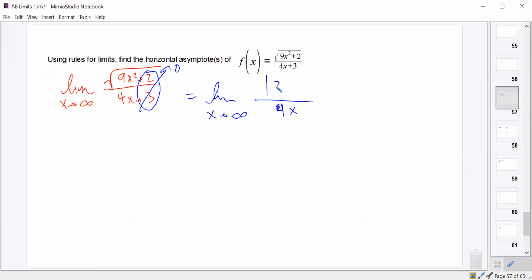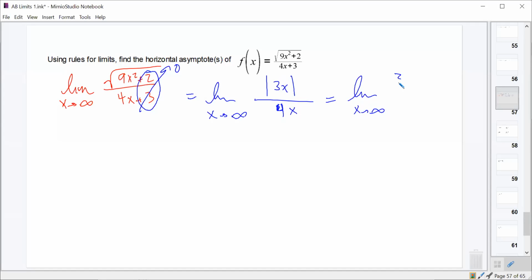So what is the square root of 9x squared? Absolute value of 3x. All right, cool. So now, as we go towards positive infinity, what can you tell me about the thing inside that absolute value? It is always going to be positive, isn't it? Right, if x is going towards infinity, 3x is going to be positive. Yes. So if I'm taking the absolute value of something positive, it should stay exactly the same.